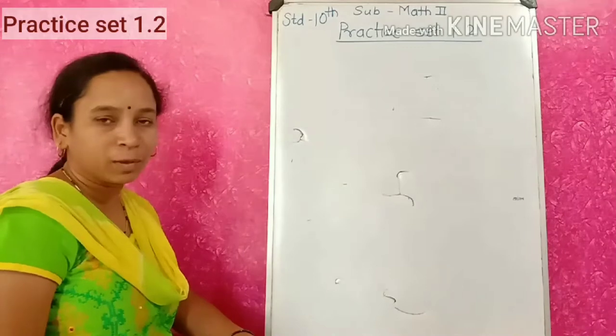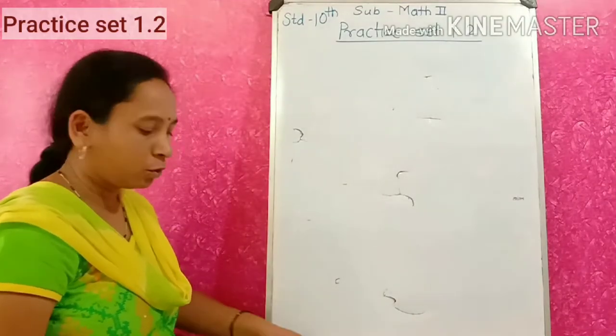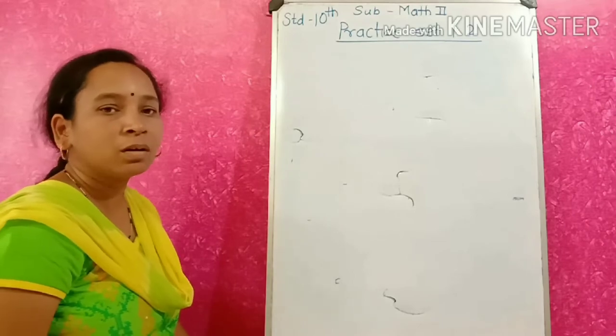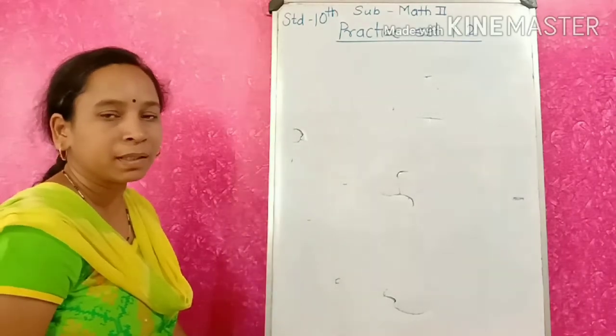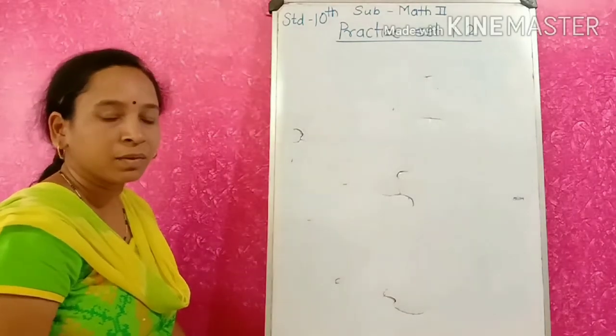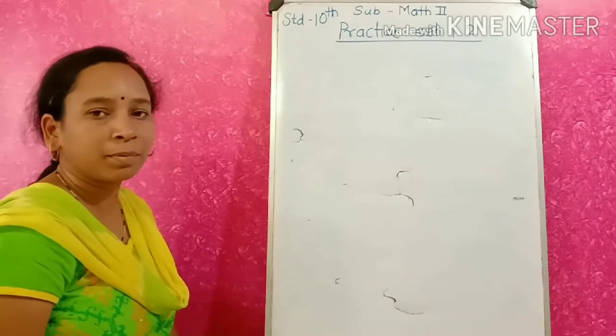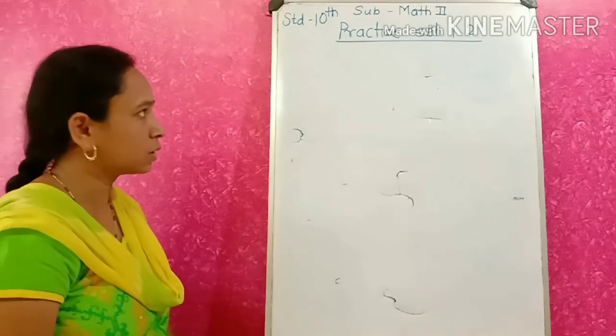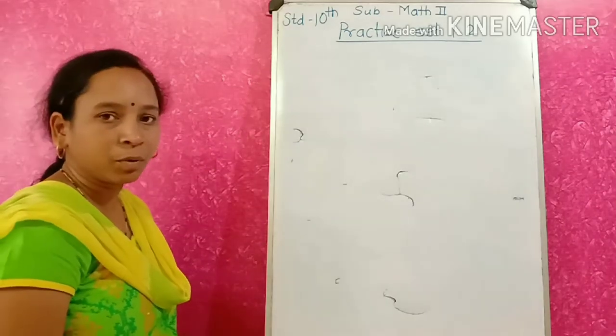Study the practice set 1.2. But before that, you have to clear all your basic concepts related to the converse of BPT and the angle bisector theorem. So watch my previous videos, whose links I have given in the description box. So we'll start the practice set 1.2.